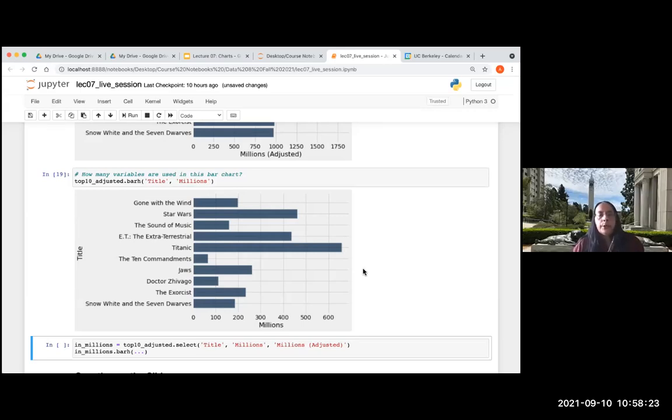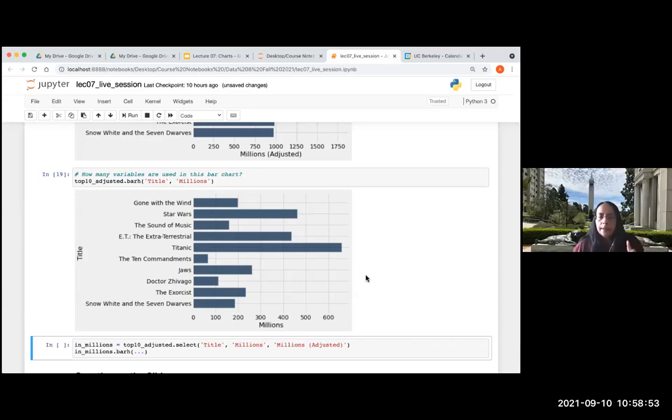Okay, so there is actually a discussion to be had about how many variables are represented here. Clearly, there are at least 2. There is the categorical variable, which is the name of the movie. And there is the quantitative variable, which is the unadjusted amount in millions that it grossed.